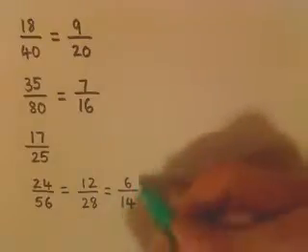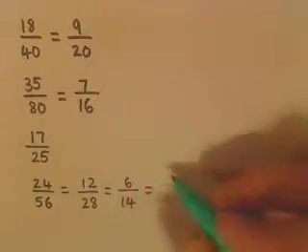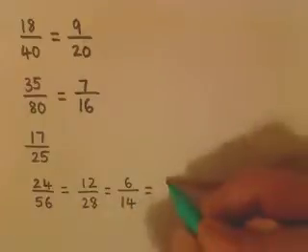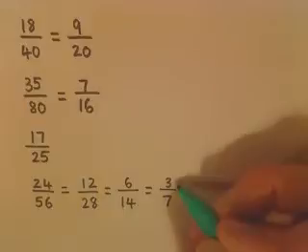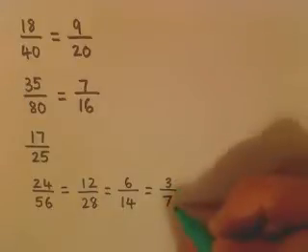6/14. And again we still have a common factor of 2. Dividing both the numerator and denominator by 2 we get 3/7. And this fraction is now in its simplest form as the only common factor of both the numerator and denominator is 1.